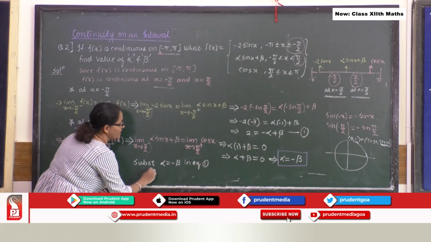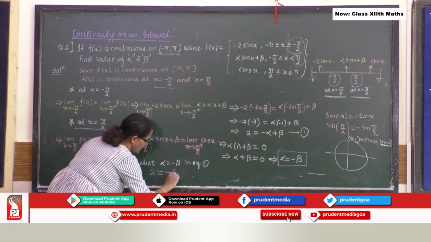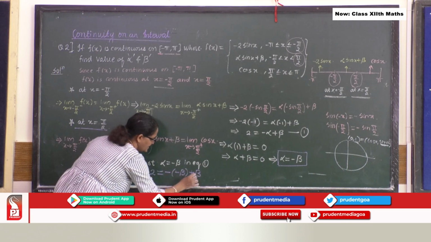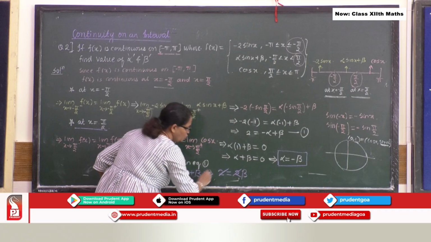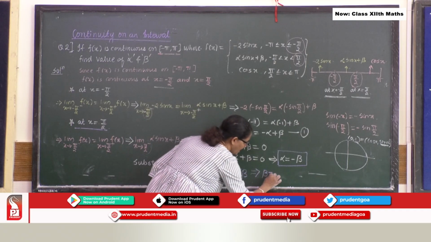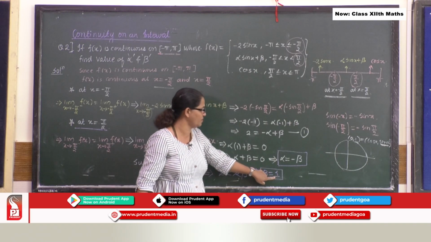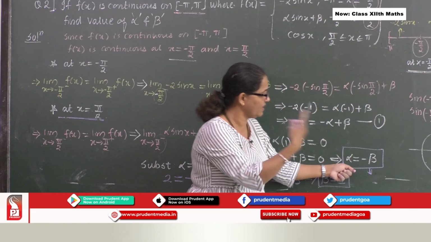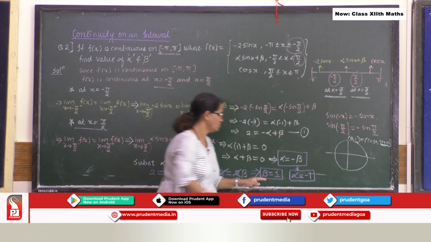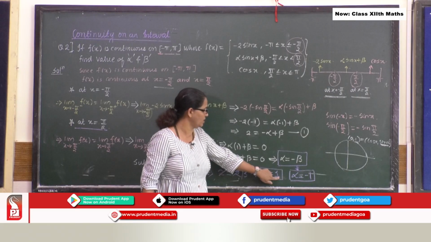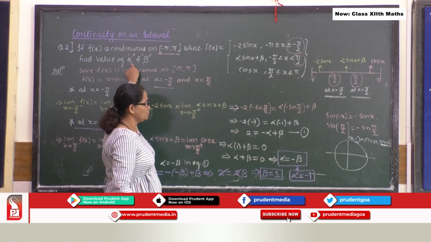So what I am getting over here is, look, 2 times 2 equals minus beta plus beta, which is nothing but 2 equals 2 beta. 2 cancels, and I say beta equals 1. So when beta equals 1, according to my previous setup, alpha equals minus 1. So here we conclude that beta equals 1, this is what I need to find, and alpha equals minus 1. This is also what is required.